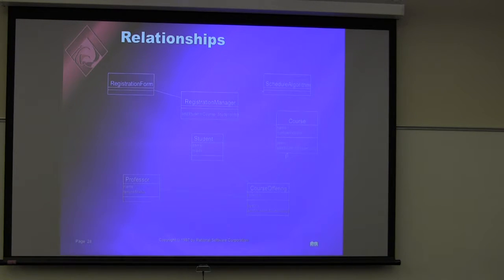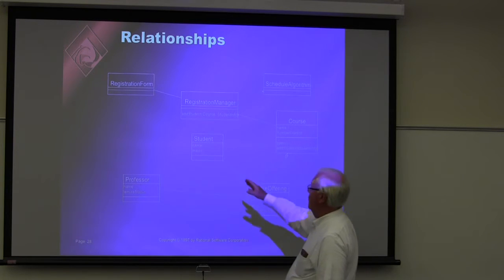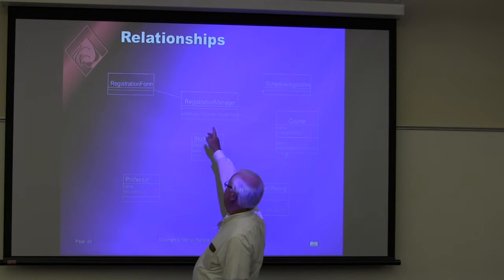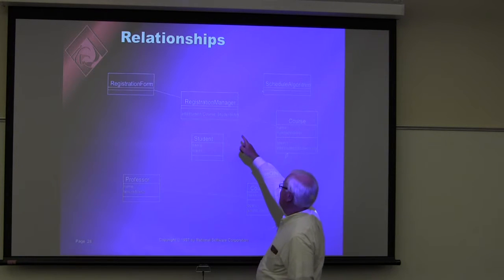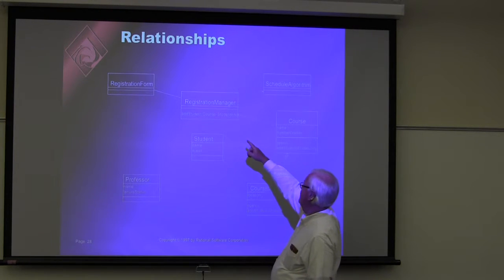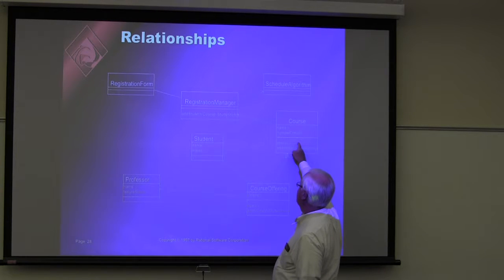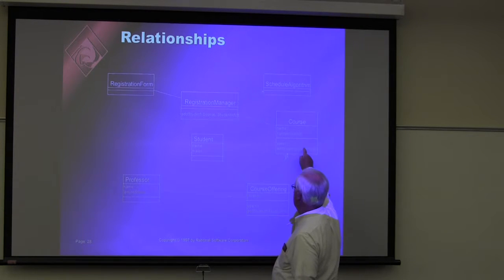So we begin to look at it this way. The registration form and the Registration Manager are connected. The Registration Manager, through the add student function, goes to course, checks to see if it's open, and then adds the student. Well, see if they go through the add student to see if they can add it.